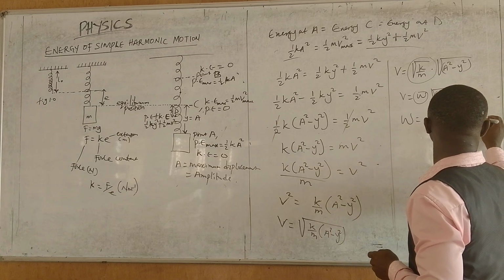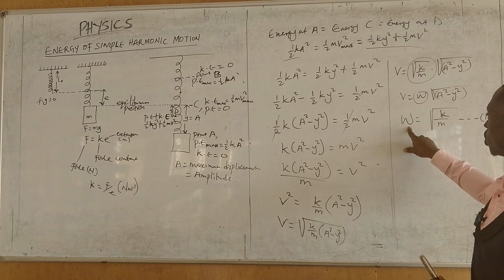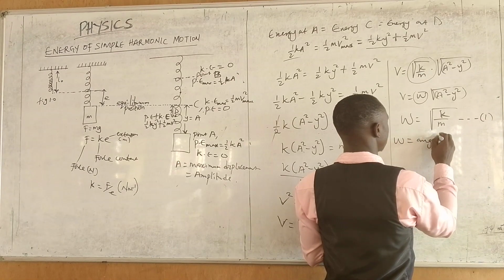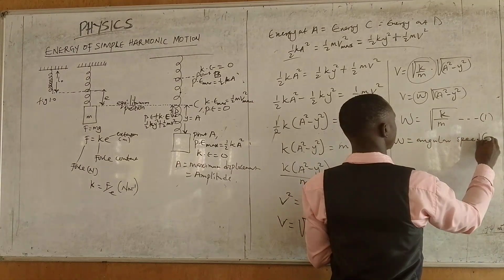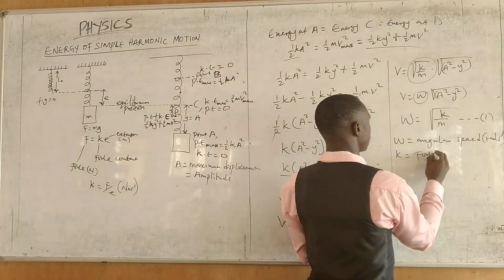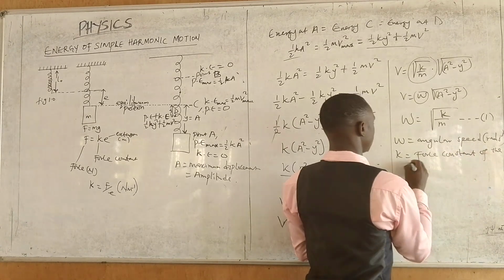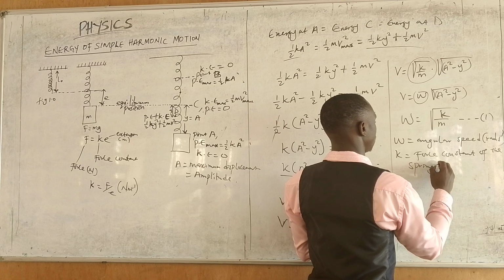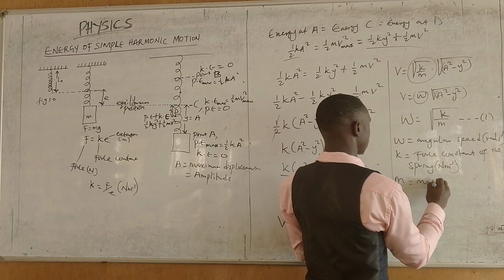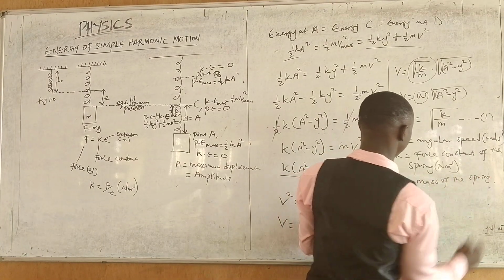Let me call this one equation 1. So what is omega? Omega is angular what? Angular speed in radian per what? Per second. What is K? K is our force constant of the spring, in Newton per what? Per meter. What is M? M is the mass of the spring, spiral spring.